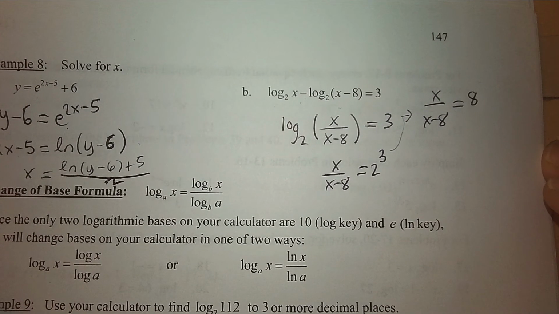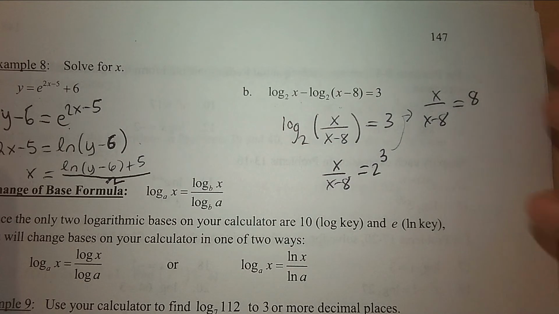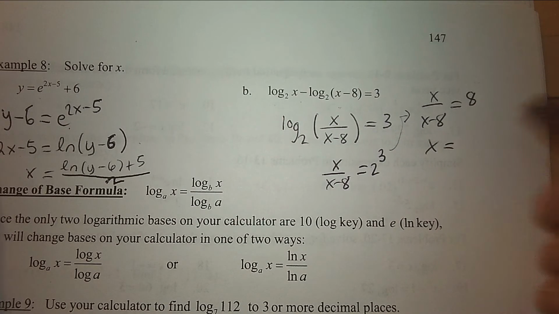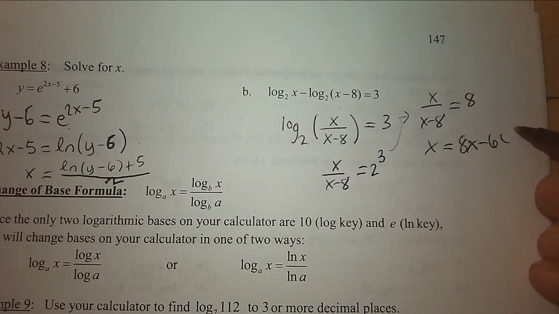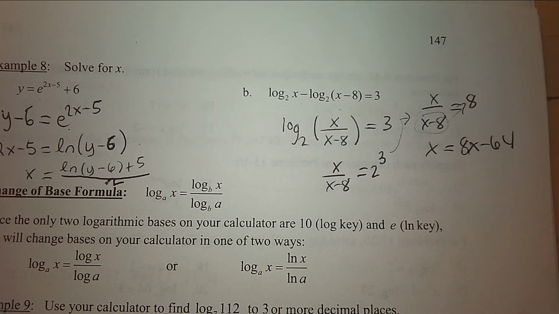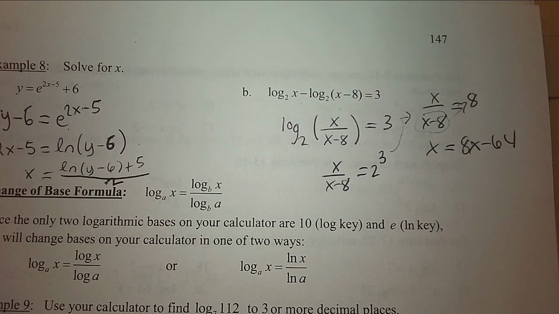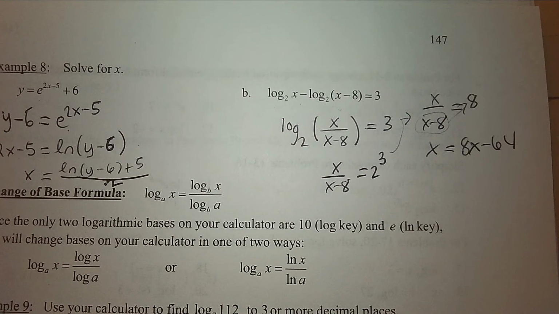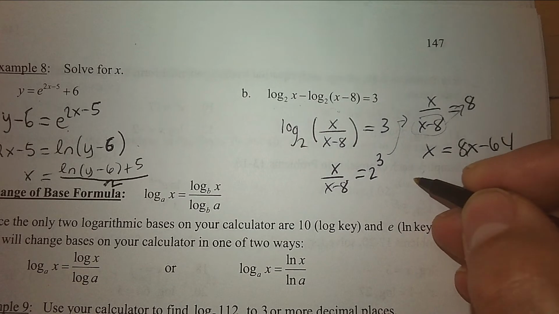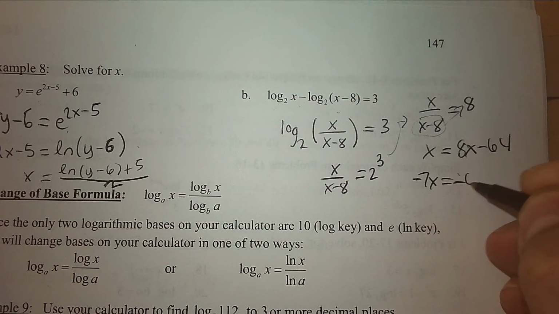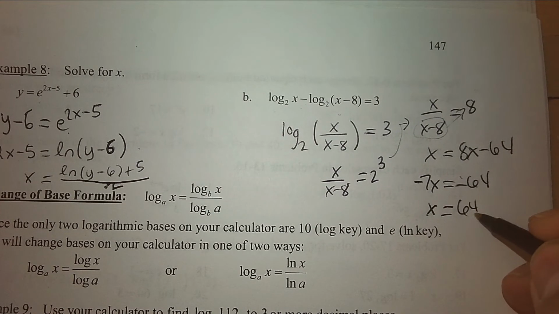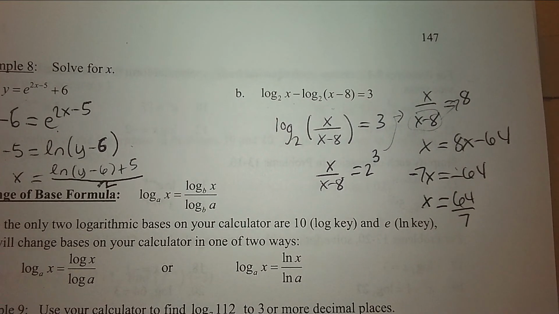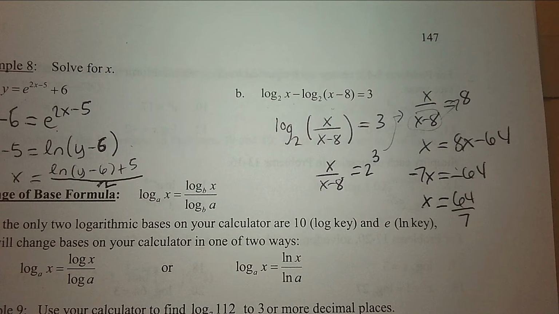X is not by itself yet. What would you do to... By what? So if I multiply both sides by x minus 8, the left side divides out, but on the right side, can you distribute in one step? So in other words, it's x minus 8 times 8. Now what? Subtract 8x, what would you get? And then what would you do last? Divide by negative 7, and what does x equal by itself? Isn't that tough algebra? I know. It's tough, right? All right, let's continue.